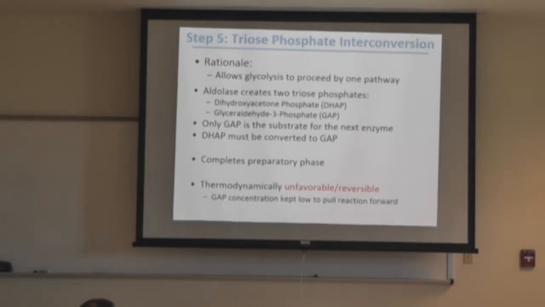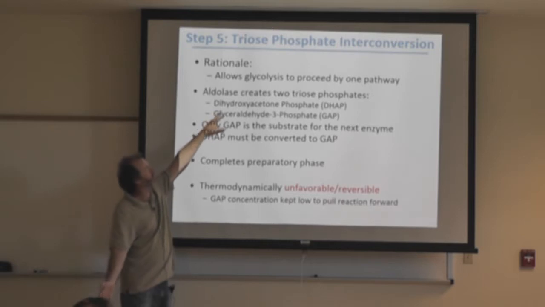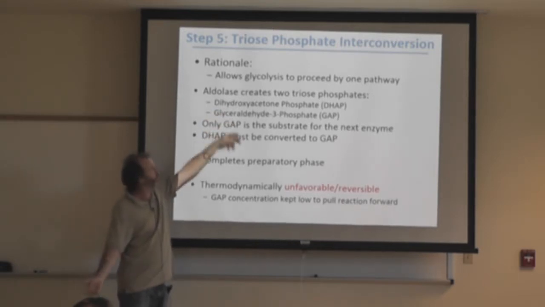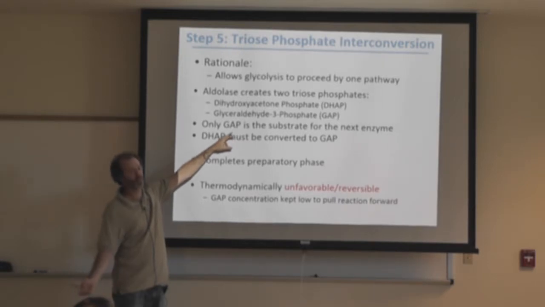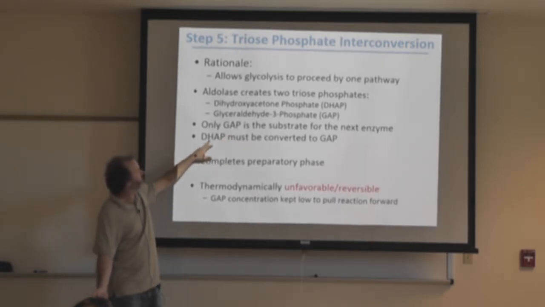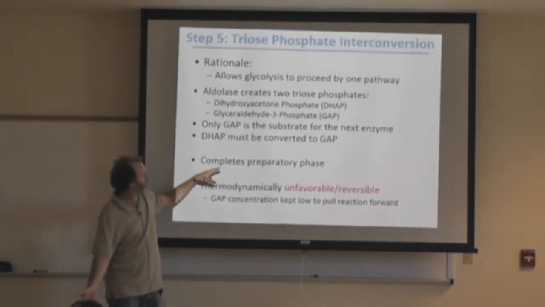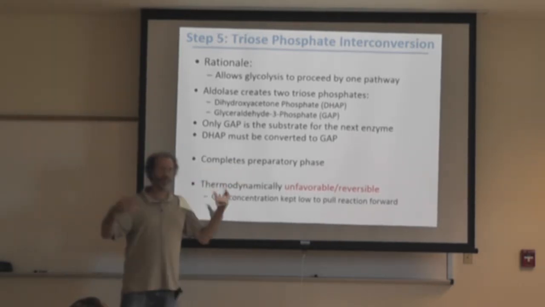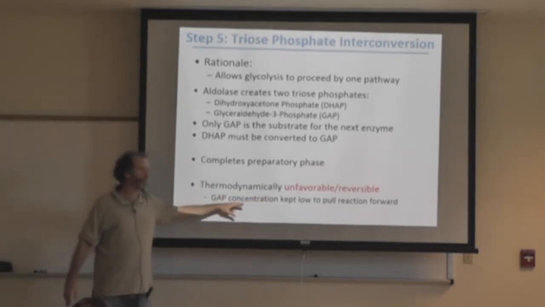So again, the rationale behind this is for glycolysis to proceed by one pathway. Aldolase makes these two, but only GAP is the substrate for the next enzyme, GAP-DH. So dihydroxyacetone must be converted to glyceraldehyde 3-phosphate. This completes the prep phase of glycolysis, and it's thermodynamically unfavorable, so it's reversible.